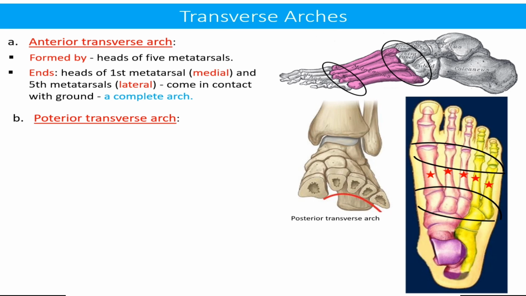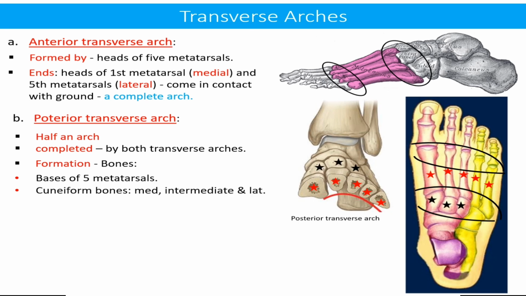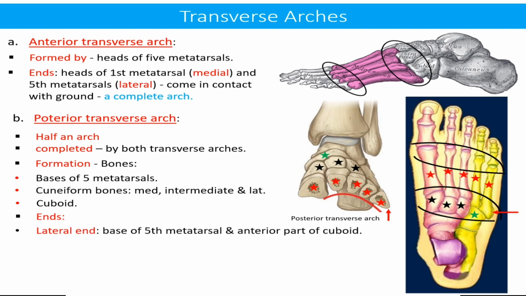Second one is the posterior transverse arch, which is half an arch and is completed by transverse arches of both the feet. This is formed by number 1, bases of all the 5 metatarsal bones, all the 3 cuneiform bones, and the cuboid bone. The lateral end of posterior transverse arch is formed by base of 5th metatarsal and anterior part of the cuboid. Medial end of this arch is formed by base of 1st metatarsal and medial cuneiform.